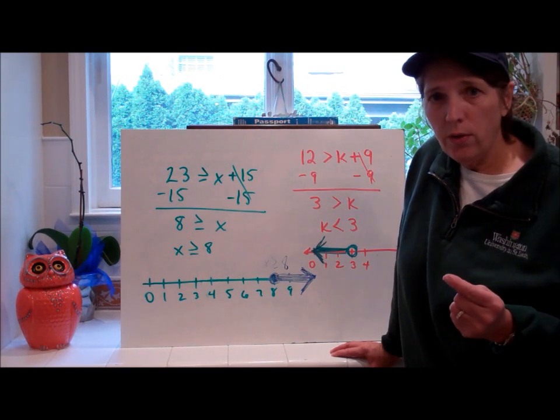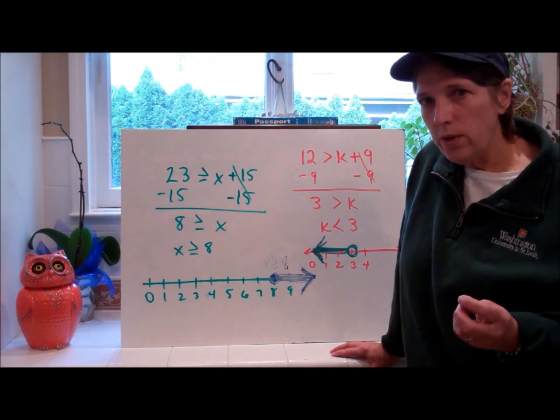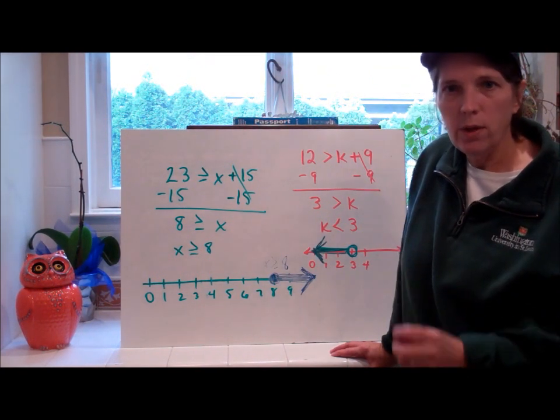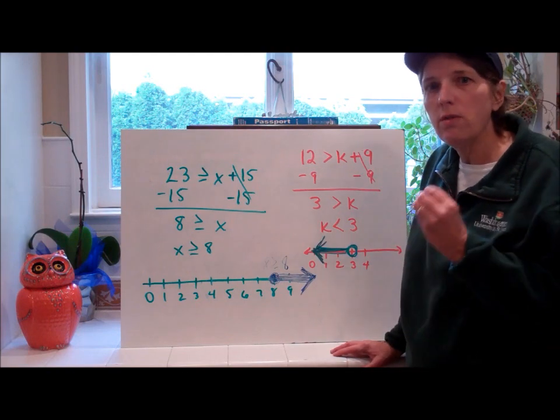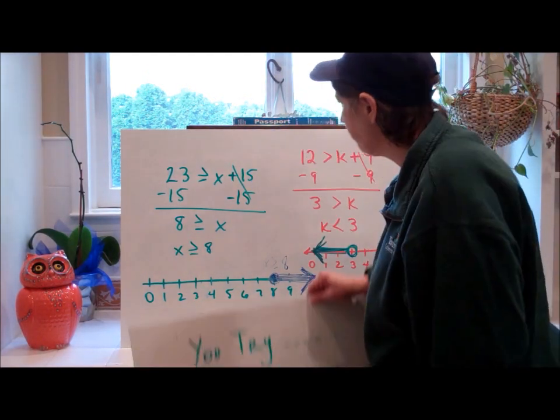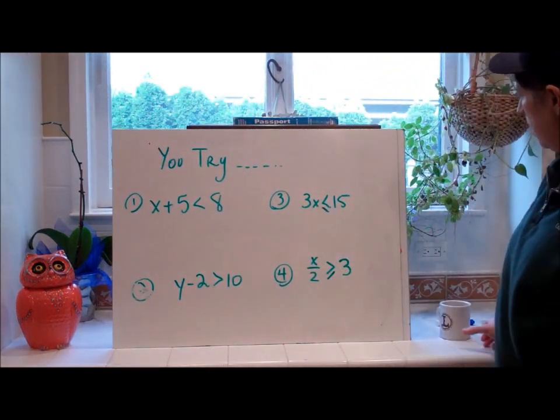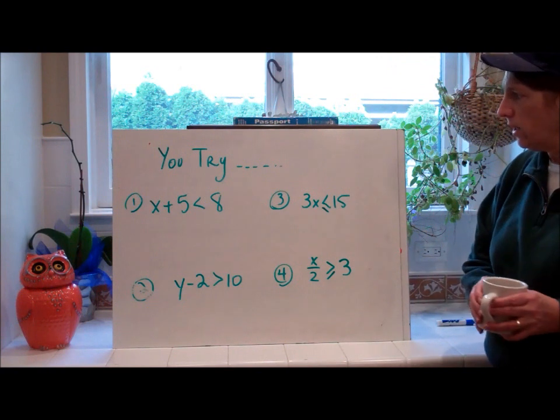Open dot if it's greater than or less than. Closed dot if it's greater than or equal to or less than or equal to, because then you have to be inclusive of the number that the variable is being referred to. Okay, I want you to stop the video and try these, and when you're done, come back and we'll check your solutions.